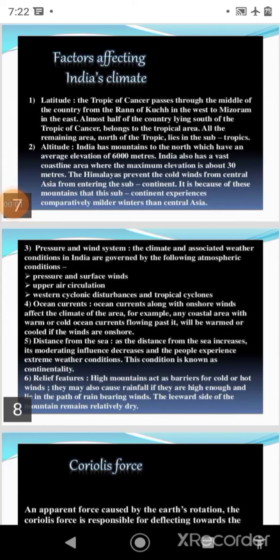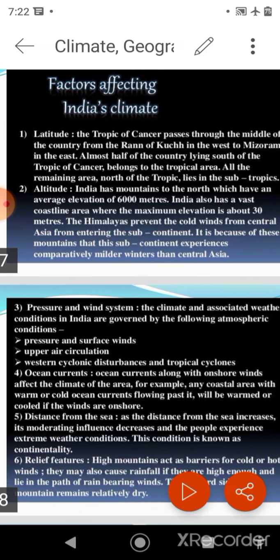Dear students of class ninth, in this video we will discuss the remaining part of the chapter Climate. The first point we will discuss in this video is the factors affecting the climate of India. First one, that is latitude.